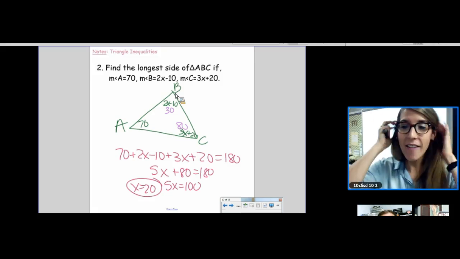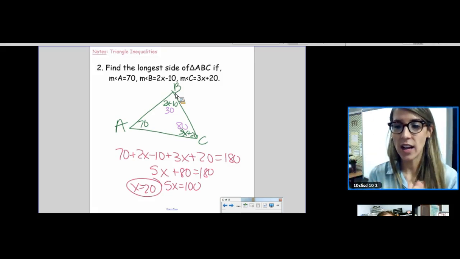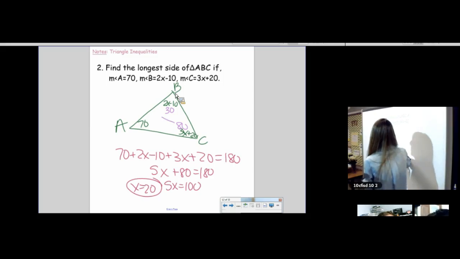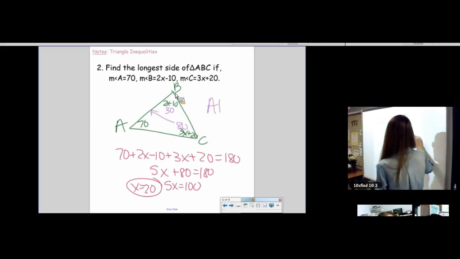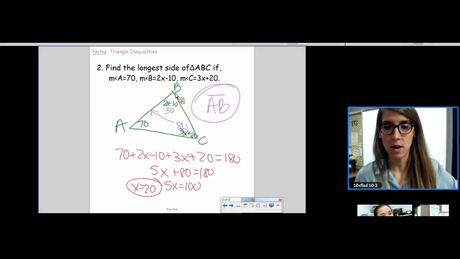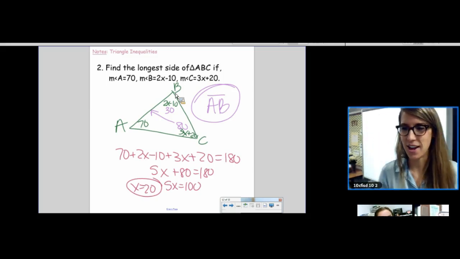Okay, cool. Now that we have the angles, it says to find the longest side. So the longest side is going to be across from the largest angle. Good. So the longest side, draw an arrow away. The answer is AB. And that's how you name a side: 2 capital letters with a segment on top. I know you can't do that in the chat. Okay.